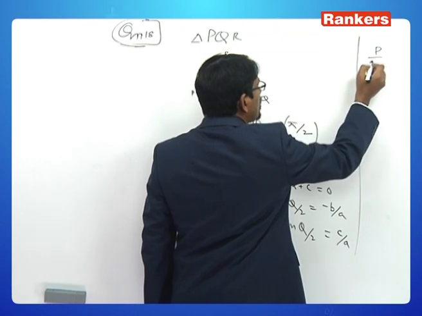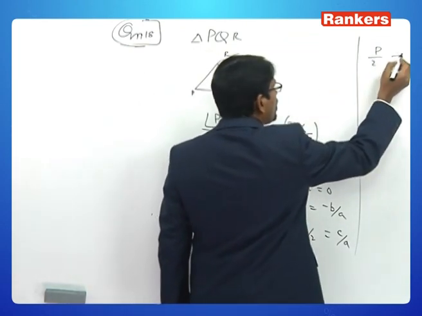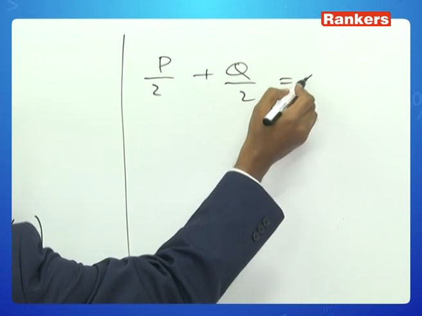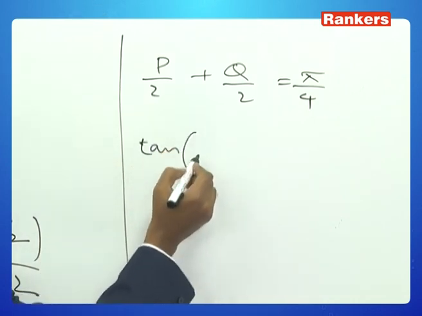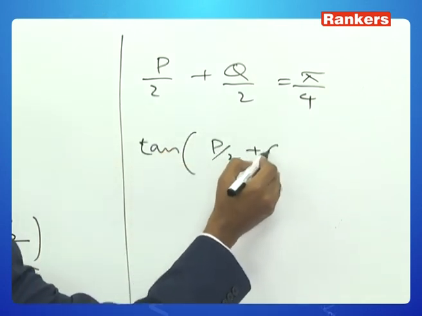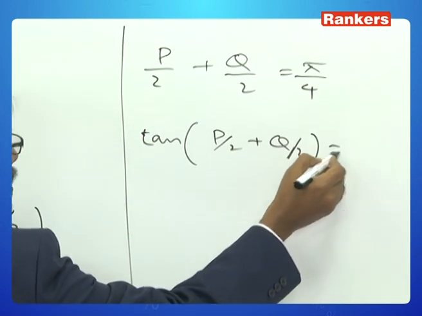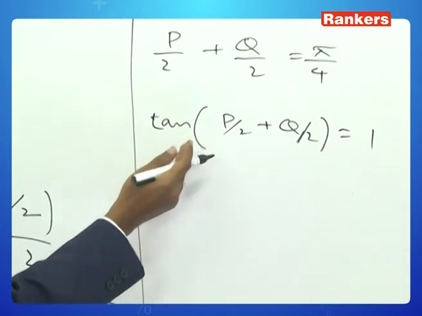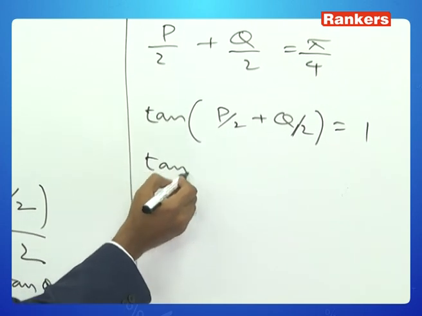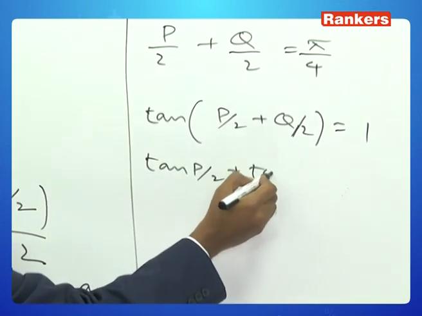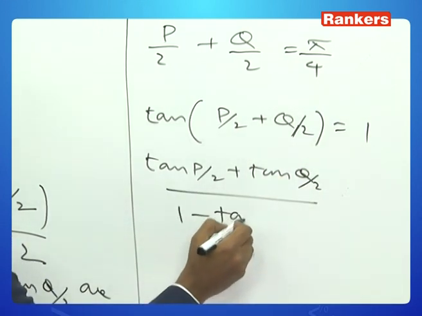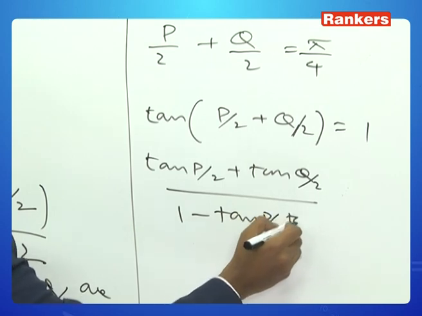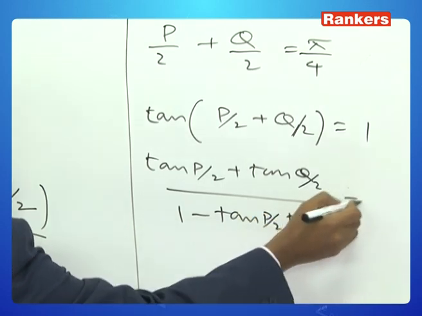We just now have found that P by 2 plus Q by 2 is equal to pi by 4. We use the tan of A plus B formula. So apply tan both sides. We get tan of P by 2 plus Q by 2 is equal to 1. Tan pi by 4 is 1. But what is tan of P by 2 plus Q by 2? Tan P by 2 plus tan Q by 2 by 1 minus tan P by 2 tan Q by 2. That is equal to 1.